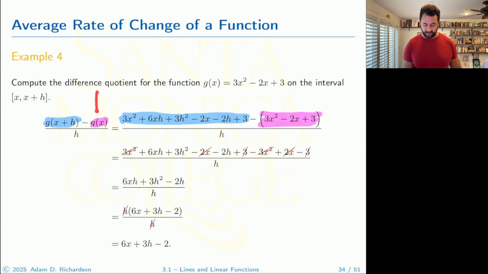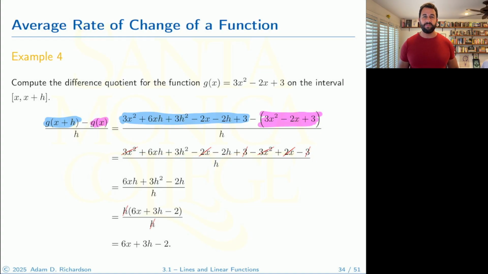Because again, here we're subtracting the entirety of g of x, not just the first term or the second term or the third term. We're subtracting all of the terms of g of x. So we need this negative sign to apply to the entire expression, 3x squared minus 2x plus 3. All right, so I'm going to distribute this negative to all three of those terms, and I get -3x squared, positive 2x, -3.